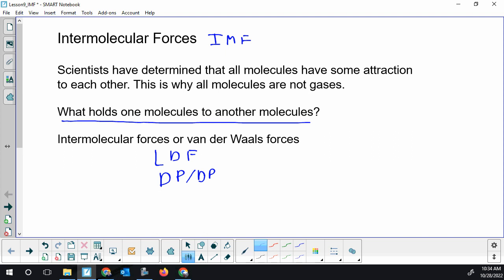Our third force is really a special type of dipole, but it's called hydrogen bonding. There are 3 cases where we get unusually strong dipole forces, and it gets a special name. But again, these two are the same theory. They're just different magnitudes or strengths. So we'll jump into London dispersion forces first.